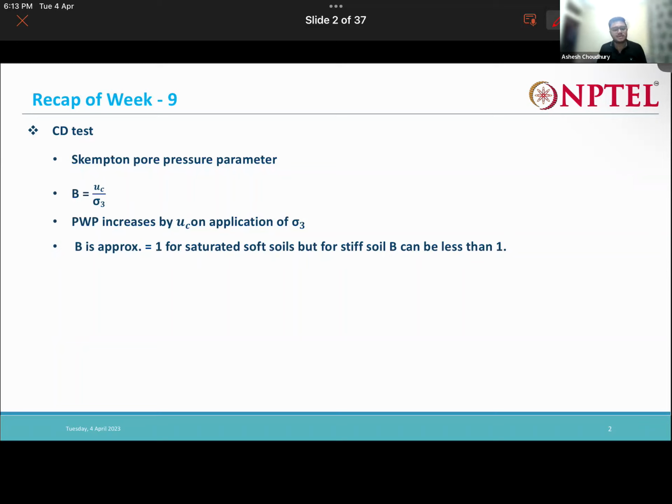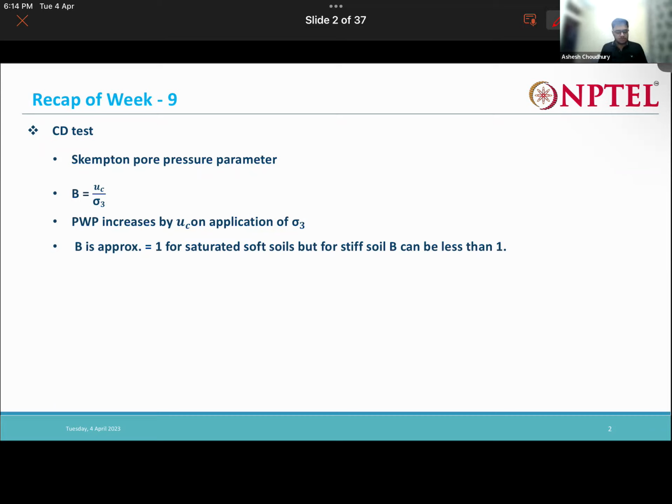Say you are applying 2 kPa of cell pressure increase, so delta sigma 3 is 2 kPa. My increase in pore pressure should also be 2 kPa, because my soil is completely saturated. This way you can calculate B, which is the change in pore pressure divided by the change in cell pressure. If those are equal, we can say that my soil is completely saturated.